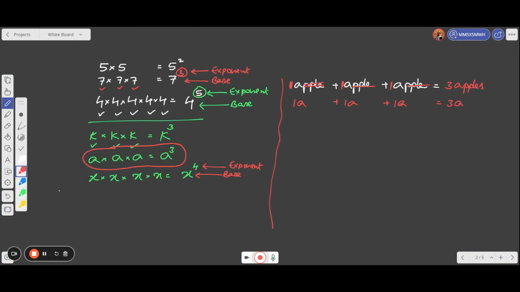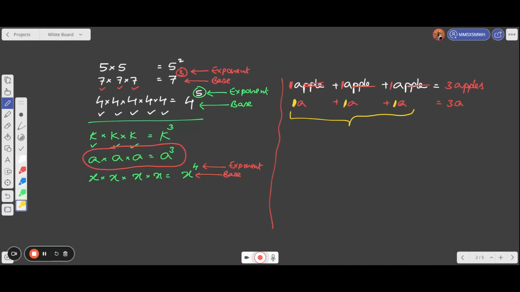Remember, if there is no coefficient, don't get confused. If no number is associated with a variable, you can take 1. That eliminates a lot of confusion. Here 1a plus 1a plus 1a equals 3a, just like 3 apples.